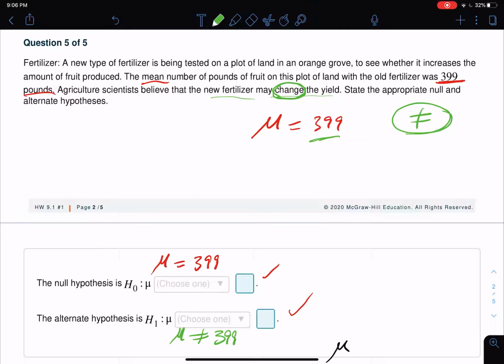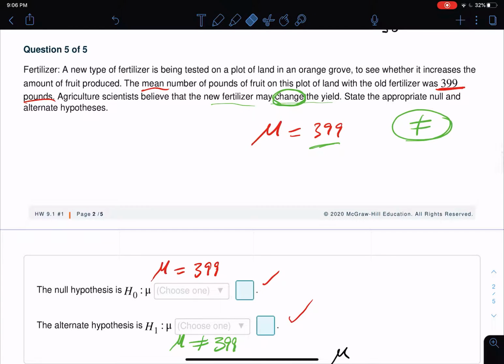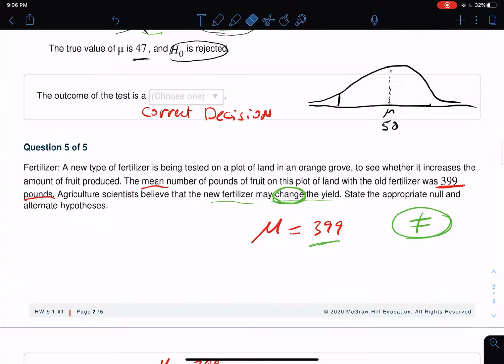Once again, if it said something like agricultural scientists believe that the new fertilizer may increase the yield, then you'd say mu is greater than 399, right? But that's not what they said. They said change, and change is going to be not equal to it. Okay, I hope that helps and gets you started. If you got stuck on the assignment side of ALEKS on 9.1, hopefully that gets you unstuck and you can knock that out.